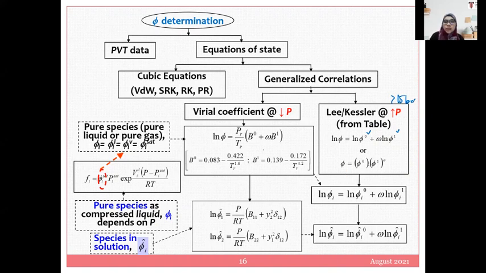Or for the virial equation, you can use this equation to obtain the fugacity coefficient by determining B0 and B1. The eccentric factor you may also refer to in the reference table. Each species has its own eccentric factor. And then you can obtain Tr from Tr equal to T over Tc and Pr equal to P over Pc. Then finally, you can obtain the fugacity coefficient. Maybe we can take a look at an example to be clearer about this.